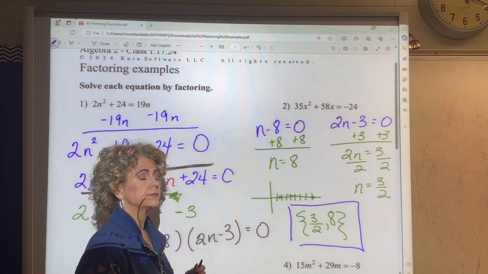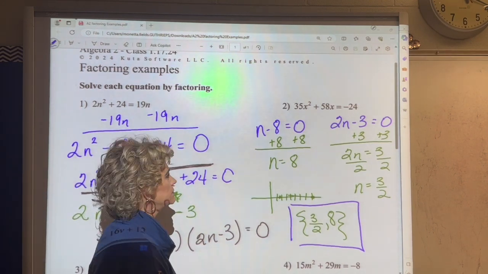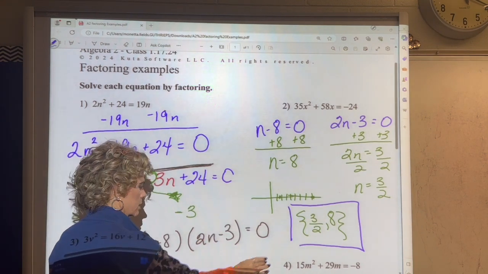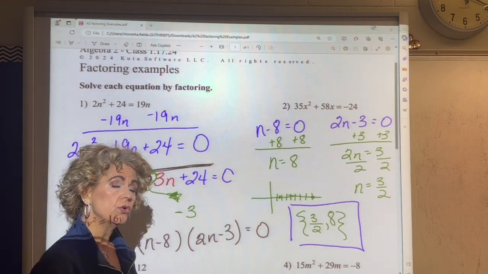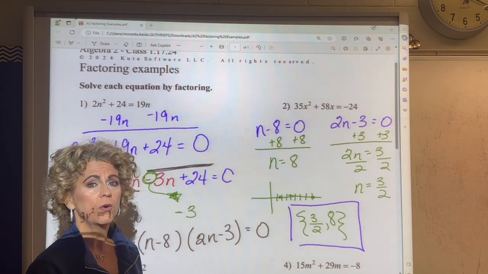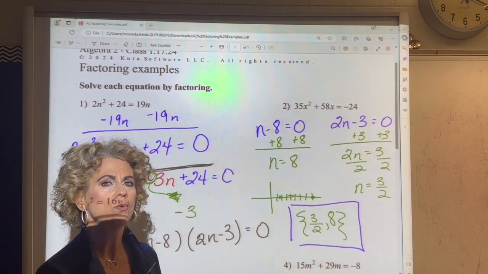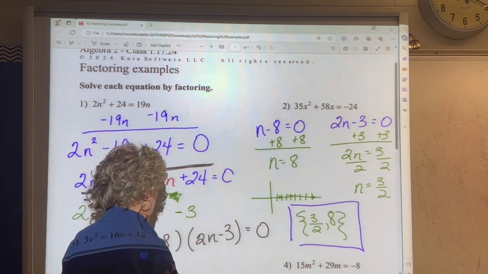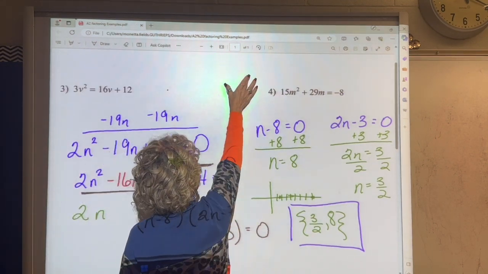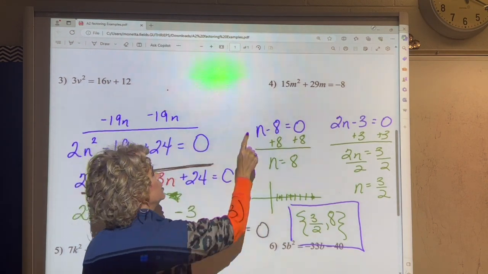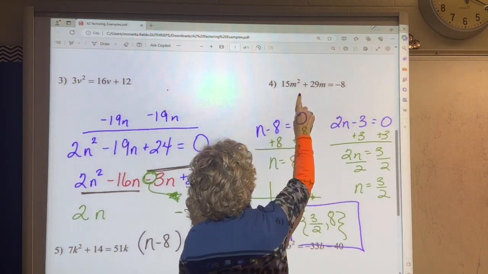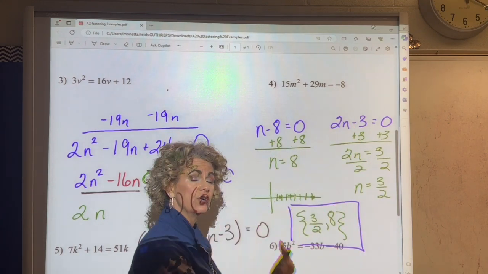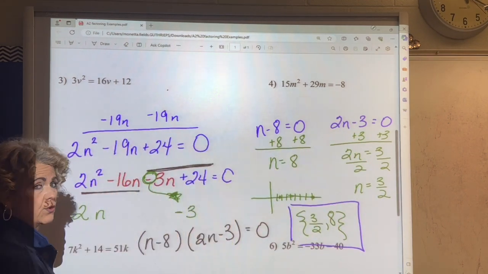Okay? So now what you're going to do is you are going to do number 4. So in your journals, you are to work number 4 just as if it were an assignment. So be sure that you work number 4, and I'm gonna scroll up here. So this is what we're gonna work. You're gonna work 15m squared plus 29m equals 8. You're going to factor and solve that just like we did.